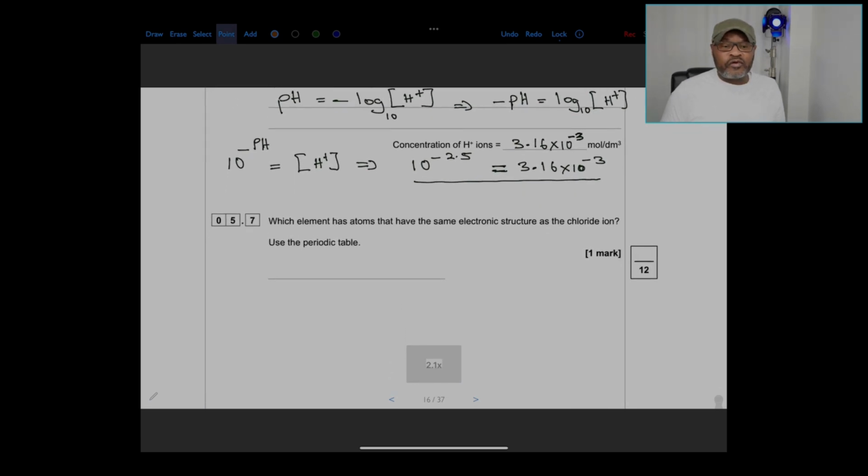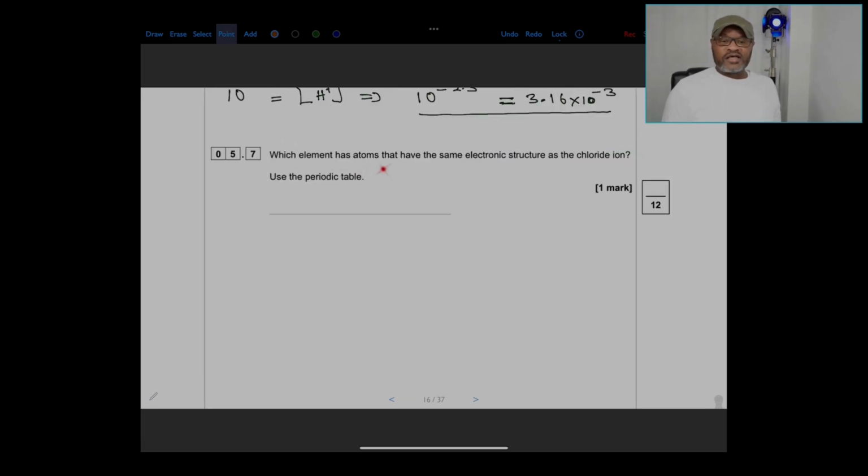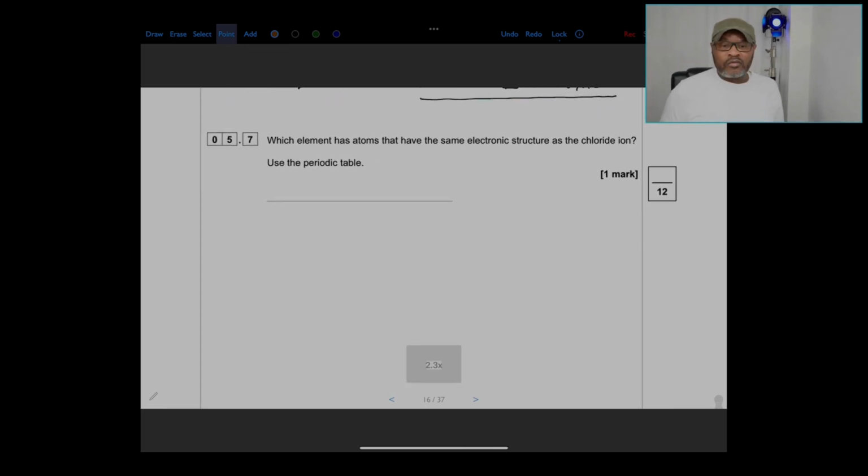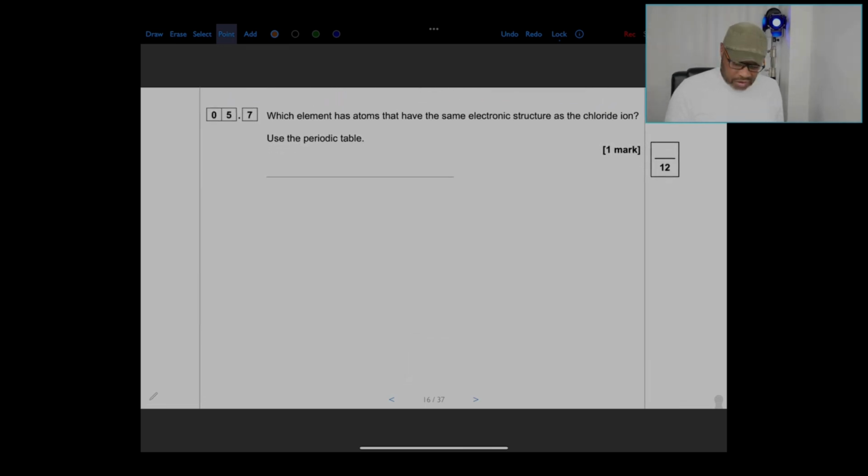Question 5.7. Which element has atoms that have the same electron configuration as the chloride ion? Use the periodic table. Okay, so we know from the chloride ion, the answer is going to be argon, because chloride ion is chlorine gaining 1 more electron. If it's gaining 1 more electron, it will have the same number of electrons as argon, because chlorine is next to argon in the periodic table. Chlorine is group 7, argon is group 8, so just one away in the table.